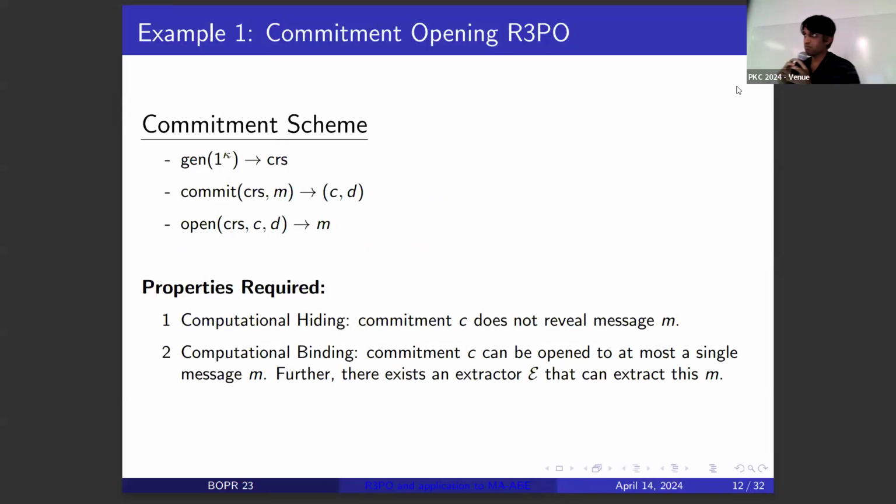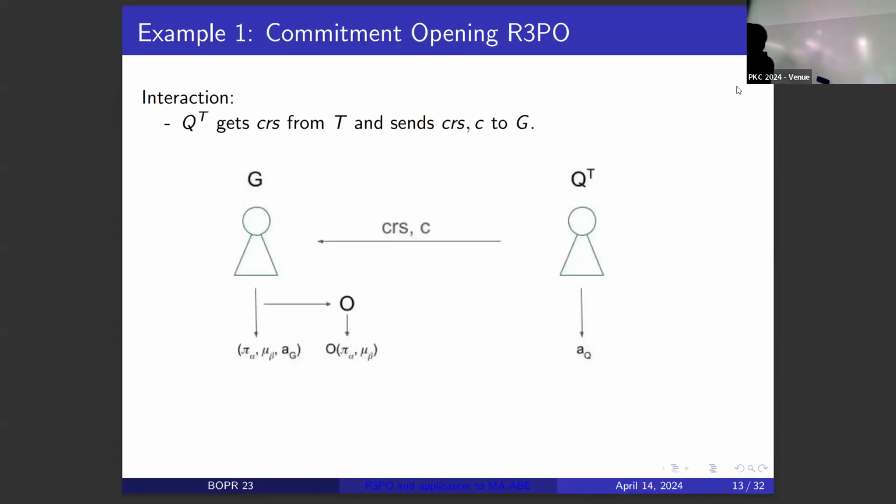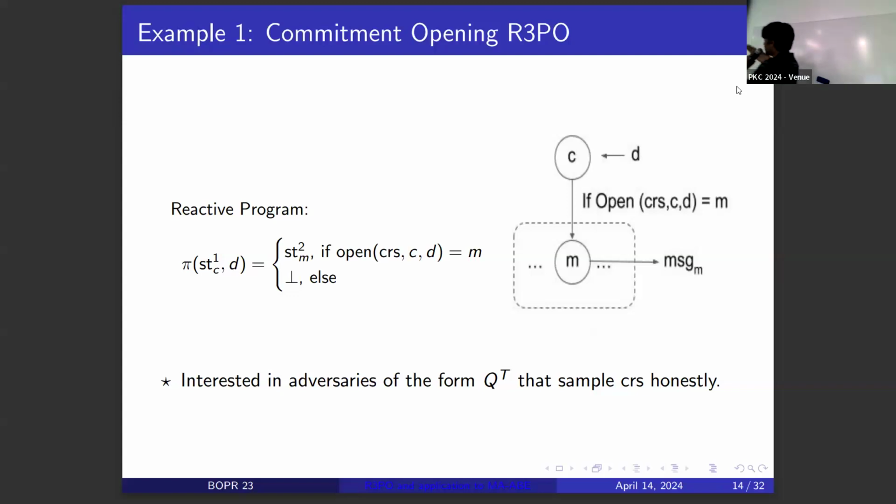Let me give a very quick example. Think of a standard commitment with computational hiding and computational binding. The adversary Q samples the CRS honestly and sends the CRS and a commitment. Now G outputs a very straightforward one-step program: you give the right opening of the commitment, it releases the secret. You can see that this is a valid R3PO, reach restricted reactive program obfuscation, because the only state that could have been reached by a computational adversary is this M, and it is extractable. If you use a CRS extractor, you replace the CRS generation by some extractable form of CRS, it could have been extracted.